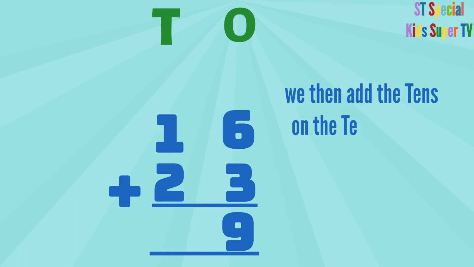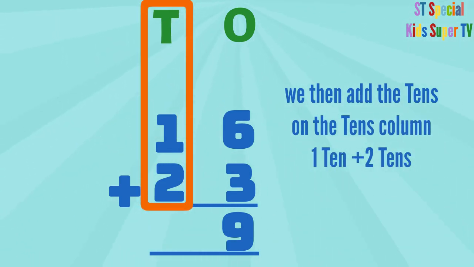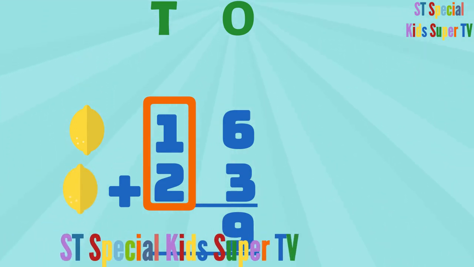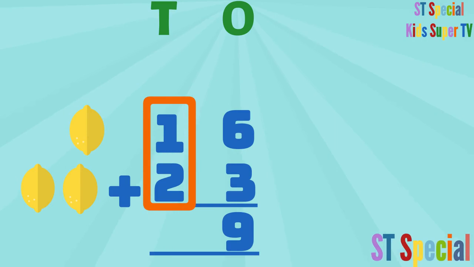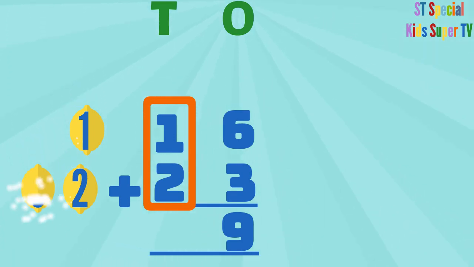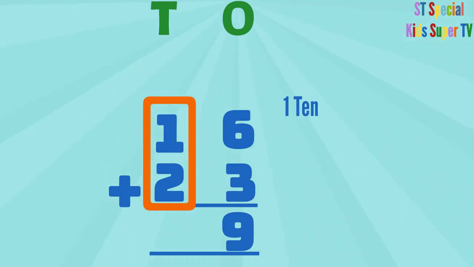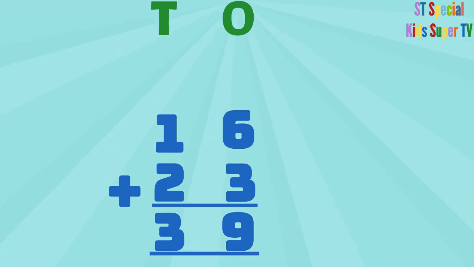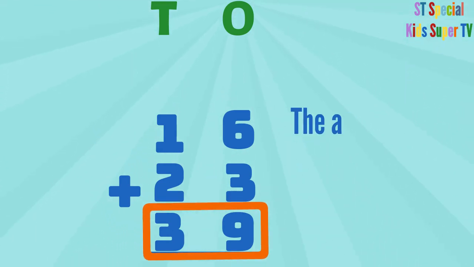column. We then add the tens on the tens column. 1 ten plus 2 tens. 1 lemon plus 1, 2 lemons equals 3 lemons. 1 ten plus 2 tens equals 3 tens. So you put the 3 under the tens column. Therefore, 16 plus 23 equals 39.